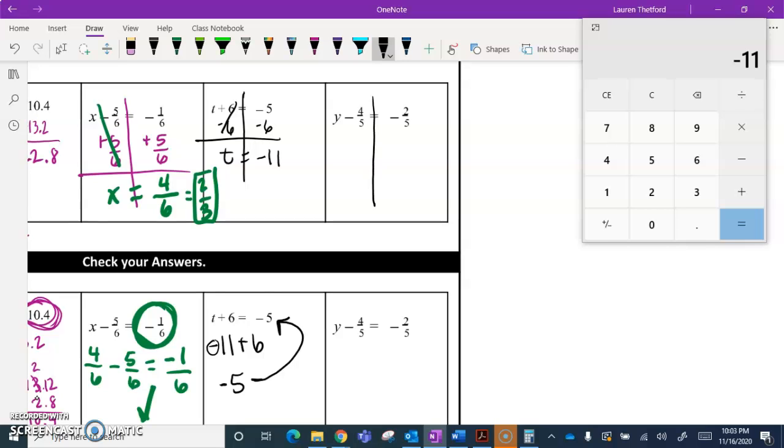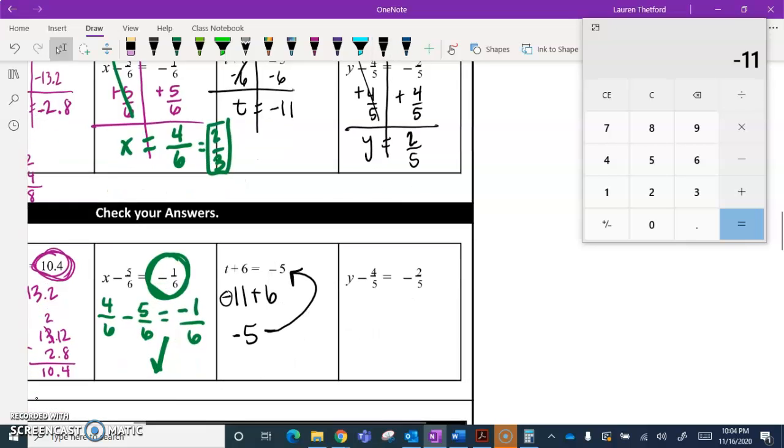Then again, draw that line down the equal sign. We are adding 4/5 this time because we were subtracting 4/5. These cancel, and I have y. Since I added 4/5 to one side, I have to add 4/5 to the next. So keep your denominator since they're both the same. -2 plus 4 is just 2. And so we get 2/5.